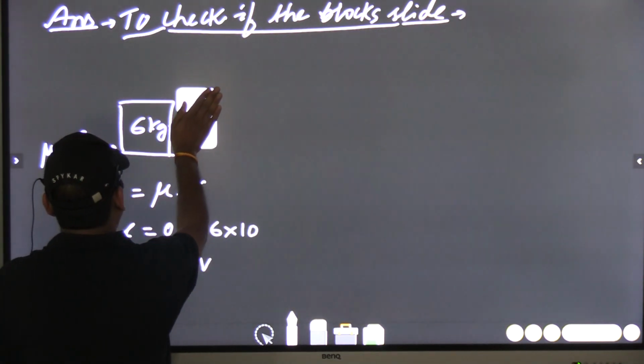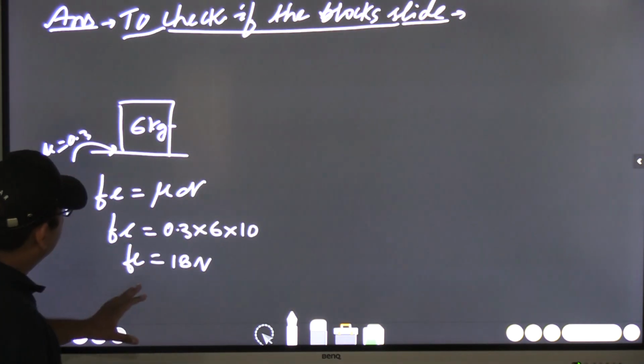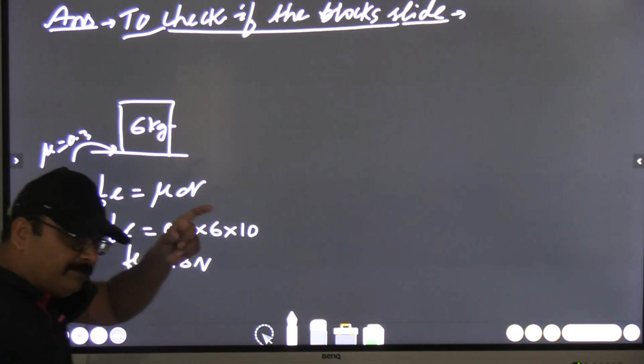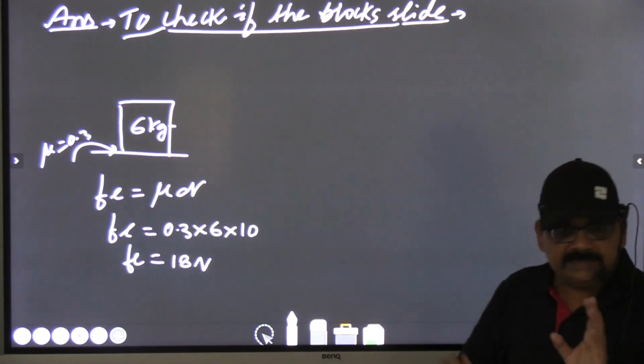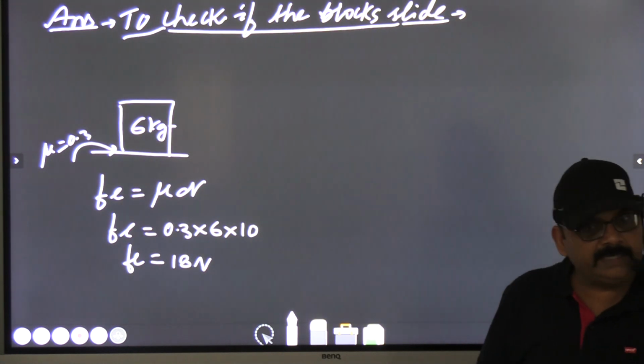So this is the first point. We need not this F in this part. So you know what this is? This is the minimum force. So actually the minimum force needed to drive the system is 18 Newton. Is it clear to everyone?